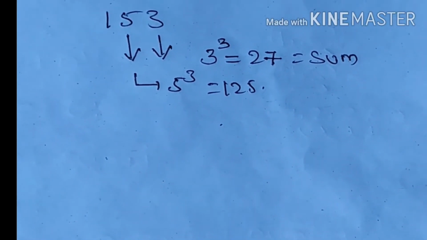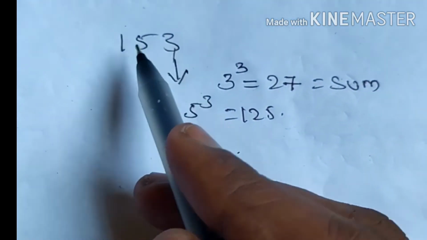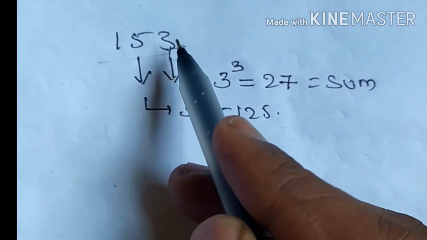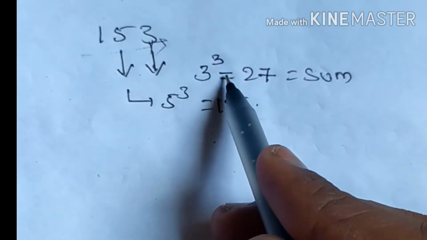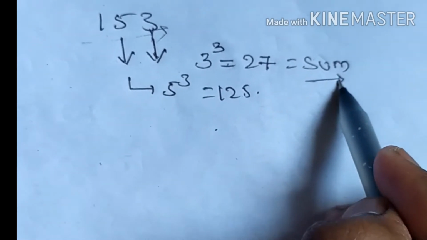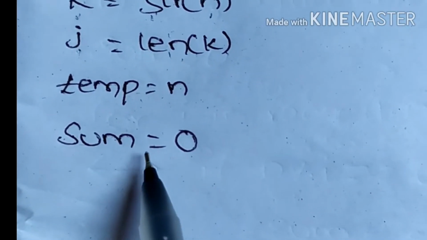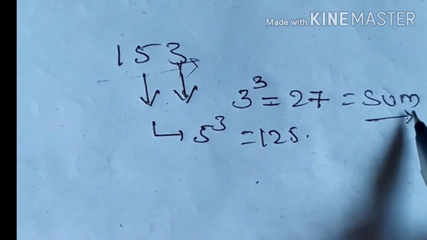In this Armstrong number, the procedure will be, first we will get 3. If we consider 153 as an example, first we will get 3 and we will do 3 cube and we will store that cube value in sum. That is, here we mentioned sum equal to 0, right? So we will store the value of cube in sum.